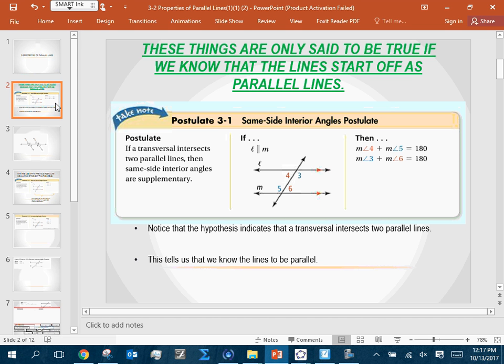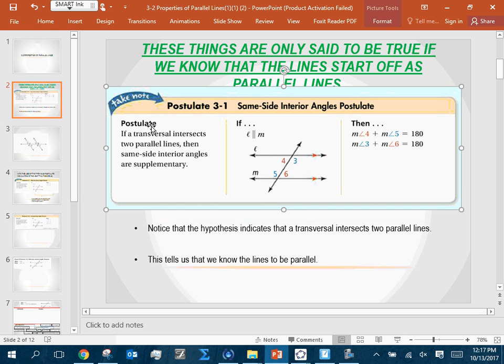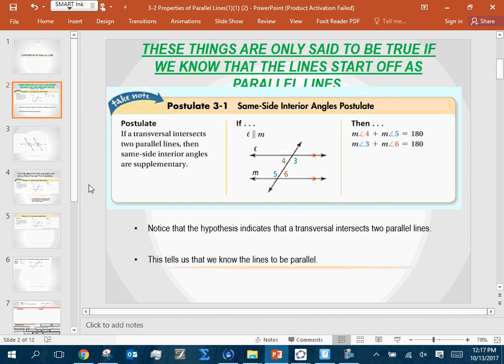But what we're gaining here is that the if part, you start with parallel lines. That has to be a truth. Then once your transversal intersects those two parallel lines, the information you gain is supplementary angles in this same side interior relationship. That is a postulate. It is not something we can prove, but it's going to be the basis for the other statements that we're going to come up with in a little bit.